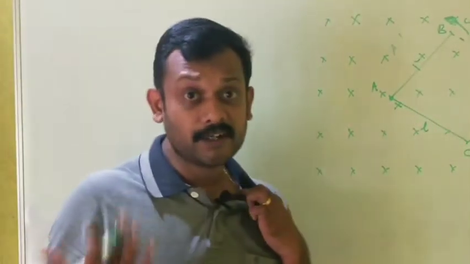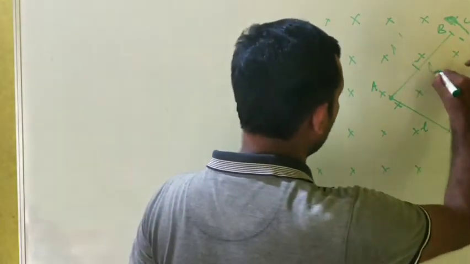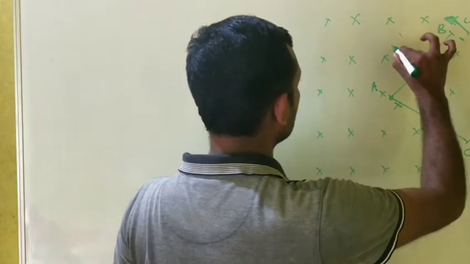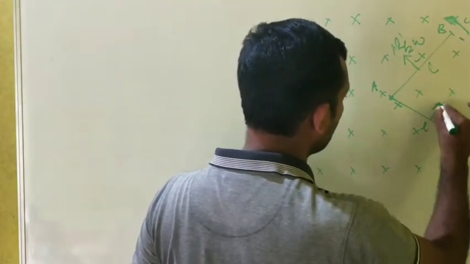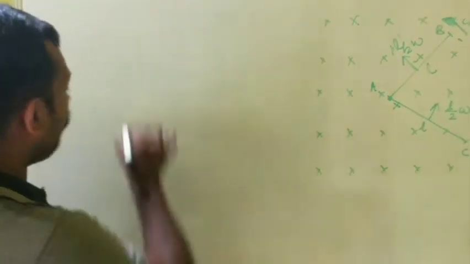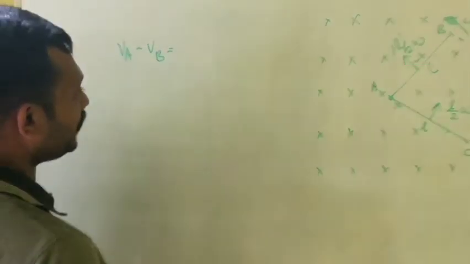So let's solve it. We will treat each rod as a separate rod. Both are of the same length L. In this case VCM is equal to L by 2 omega. Here also VCM is equal to L by 2 omega. So VA minus VB, just like I did earlier.